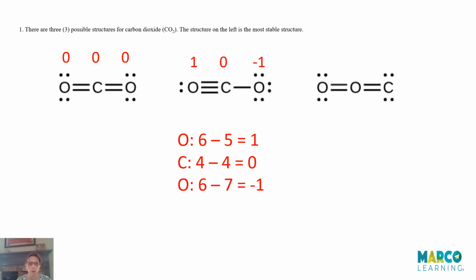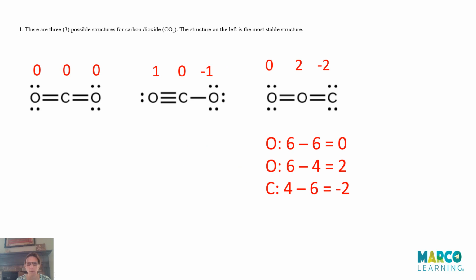So for the second molecule, the first oxygen has 6 valence electrons, and we have 5 electrons assigned to it. We can see that there's 1, 2, and then 3, 4, 5, which gives us a charge of 1. That's already not as good as the first molecule. Carbon has 4 minus 4, which gives us 0. And then the oxygen has 6 valence electrons minus 7 assigned, which gives us a formal charge of -1. Let's go ahead and finish the formal charges for the third molecule, and then we'll talk about why the one on the left is better.